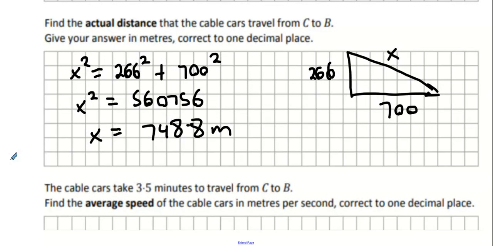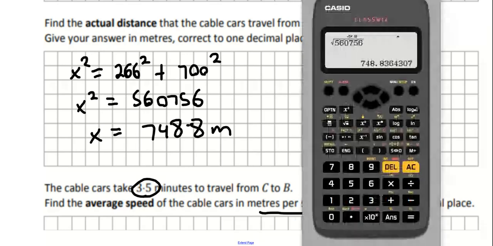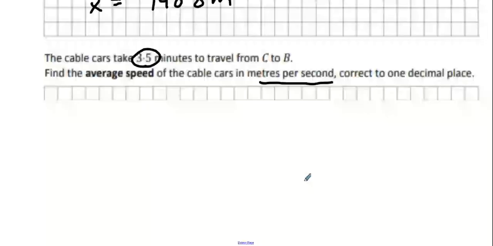Right, guys. Lastly, a cable car takes 3.5 minutes to travel from C to B. Find the average speed in meters per second. That means to me straight away, this 3.5 minutes needs to be converted into seconds. How'd you convert minutes into seconds? Times it by 60. So 3.5 multiplied by 60 is 210. Okay. So lads, it's 210.